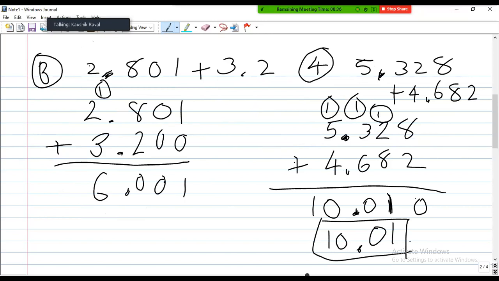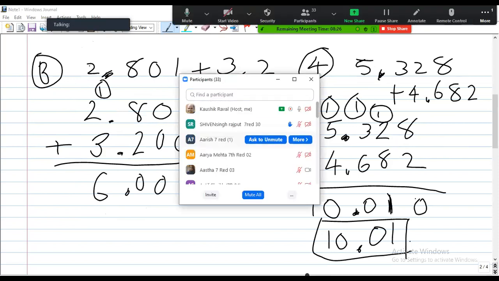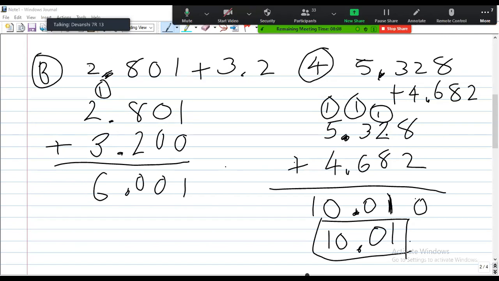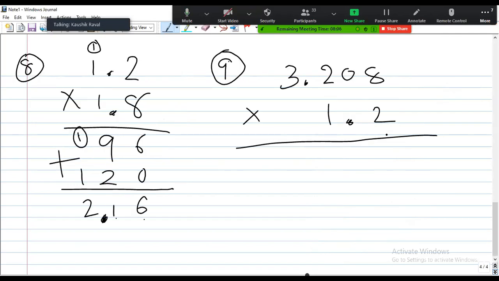3.2001. Yeah, it seems fine. Devanshi, it's all correct, beta. I don't see a mistake here. Yes, Devanshi. What was the mistake in number 3 and 4? I have written here a mistake, so I want to just check. Oh, is it a mistake or is it okay, beta? Right, going back to the question.